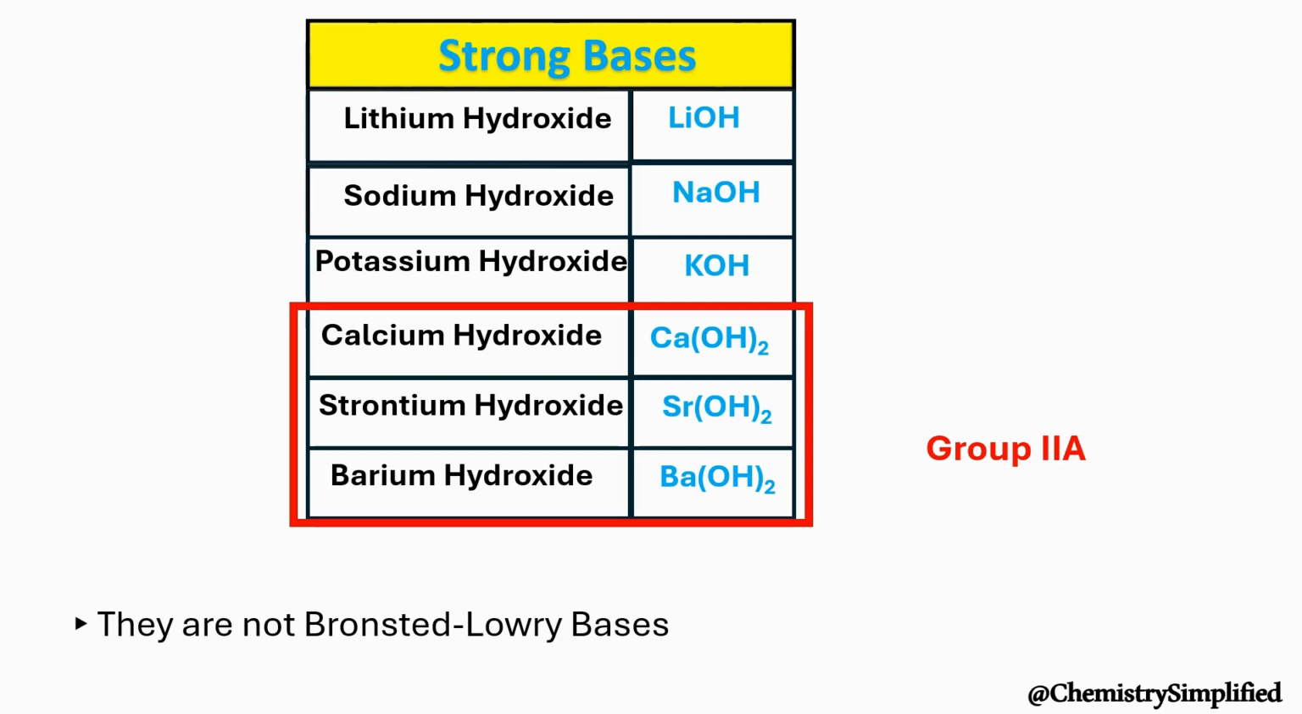And the strong bases are not Bronsted-Lowry bases because they cannot accept a proton or hydrogen ion. However, when they dissolve in water, for example, lithium hydroxide would produce lithium ion and hydroxide ion. The hydroxide ion, which is a base, can react as a base to receive a proton to produce water. But the strong bases on their own are not Bronsted-Lowry bases. They are Arrhenius bases. Remember, Arrhenius says that a base produces hydroxide ion in solution.